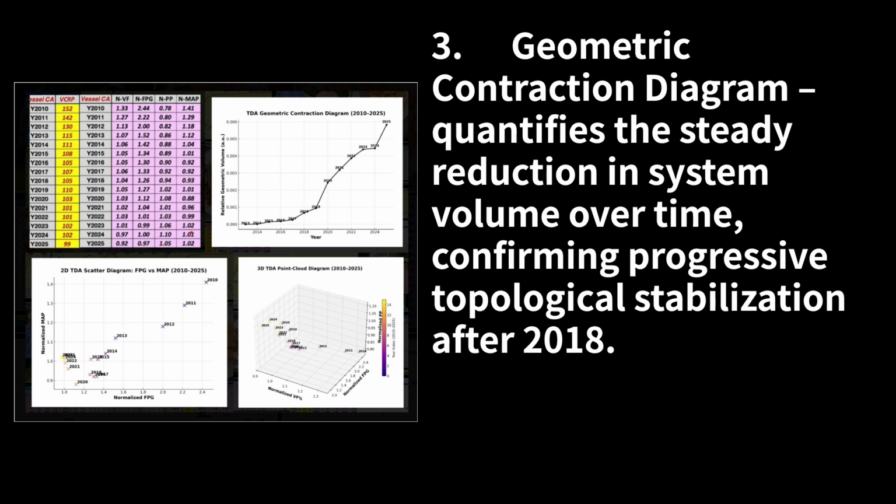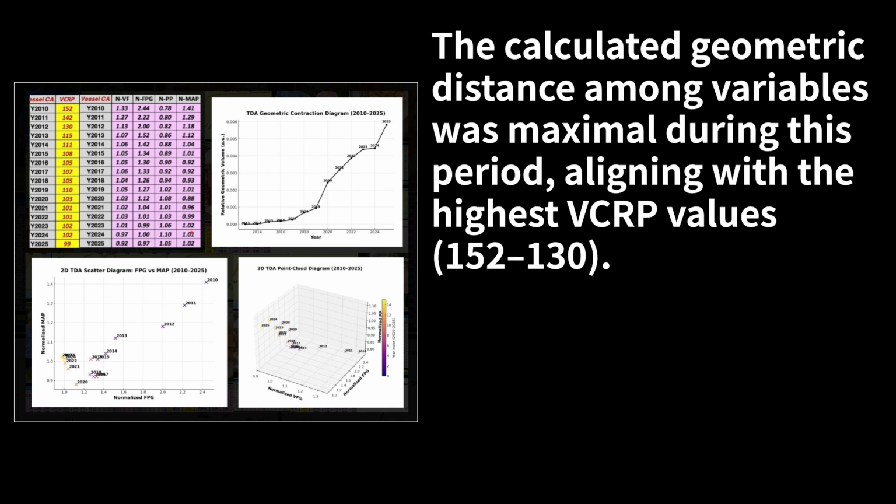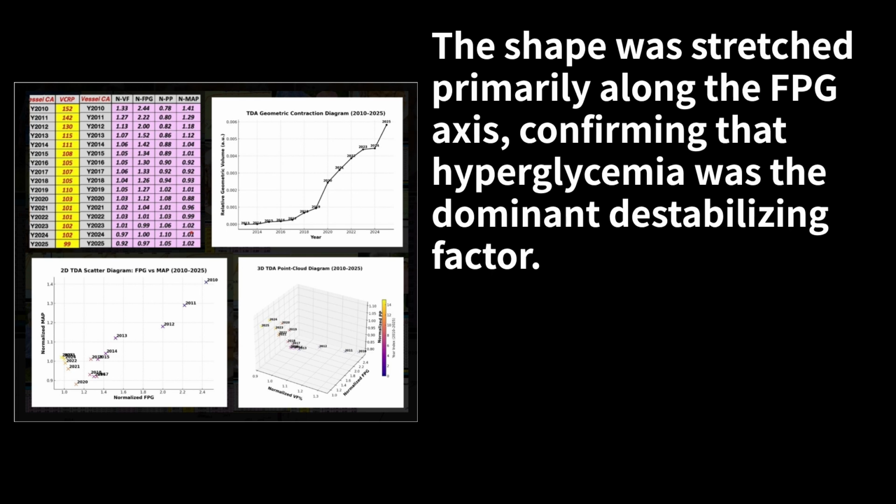Geometric contraction diagram quantifies the steady reduction in system volume over time, confirming progressive topological stabilization after 2018. From 2010 to 2012, the TDA geometric shape was large, irregular, and widely dispersed, consistent with a high-risk, unstable metabolic hemodynamic system. The calculated geometric distance among variables was maximal during this period, aligning with the highest VCRP values, 152-130. The shape was stretched primarily along the FPG axis, confirming that hyperglycemia was the dominant destabilizing factor.